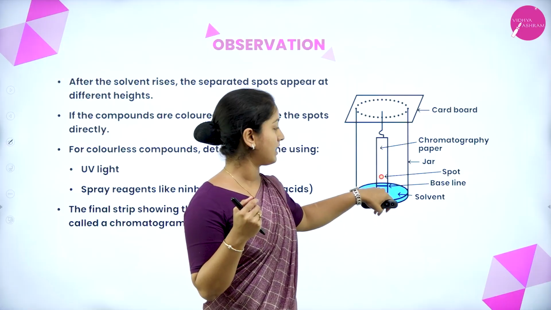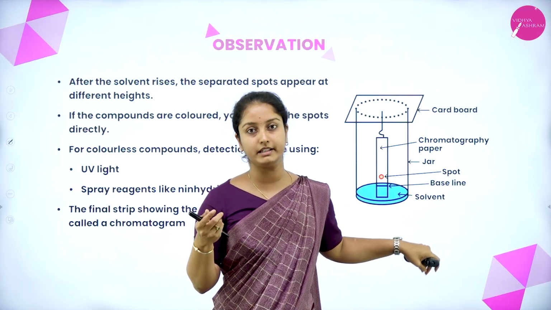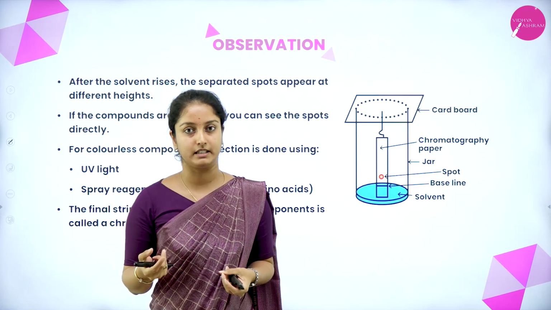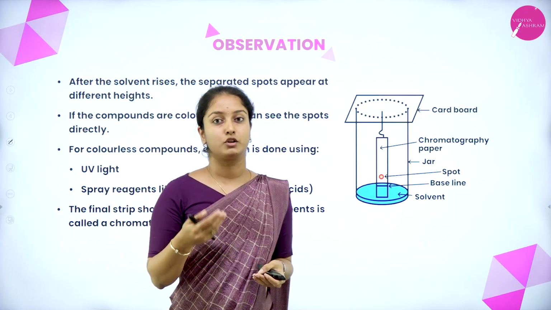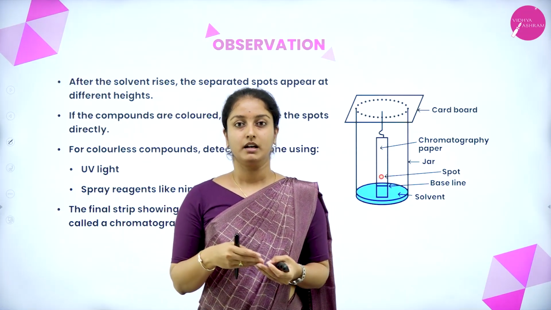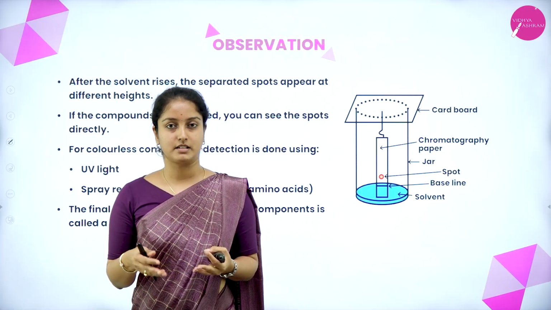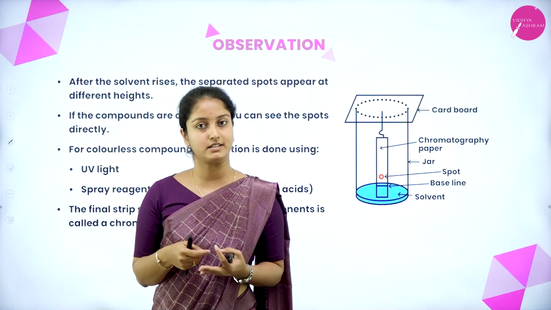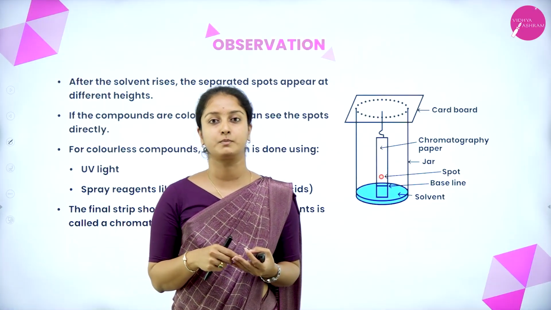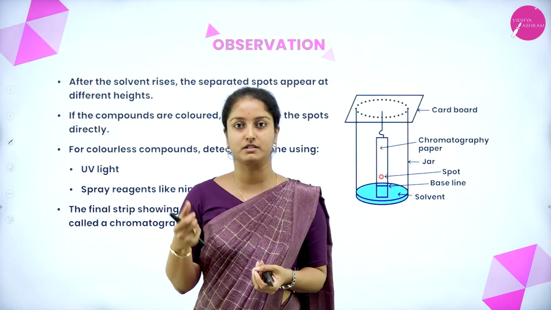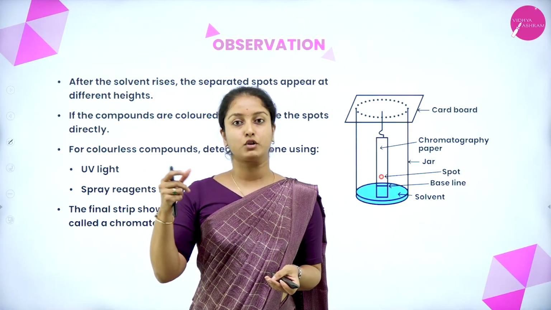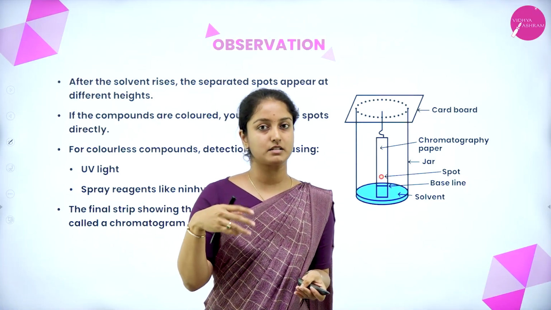After the solvent rises, the separated spots can be seen on the paper. If the spots are colored, they can be seen clearly. If the spots are not colored, then we can use UV lights, or we can use iodine vapors, or we can use a reagent like ninhydrin for spotting the amino acids, which gives the purple spot. So the final strip that is showing the separated components is called a chromatogram.